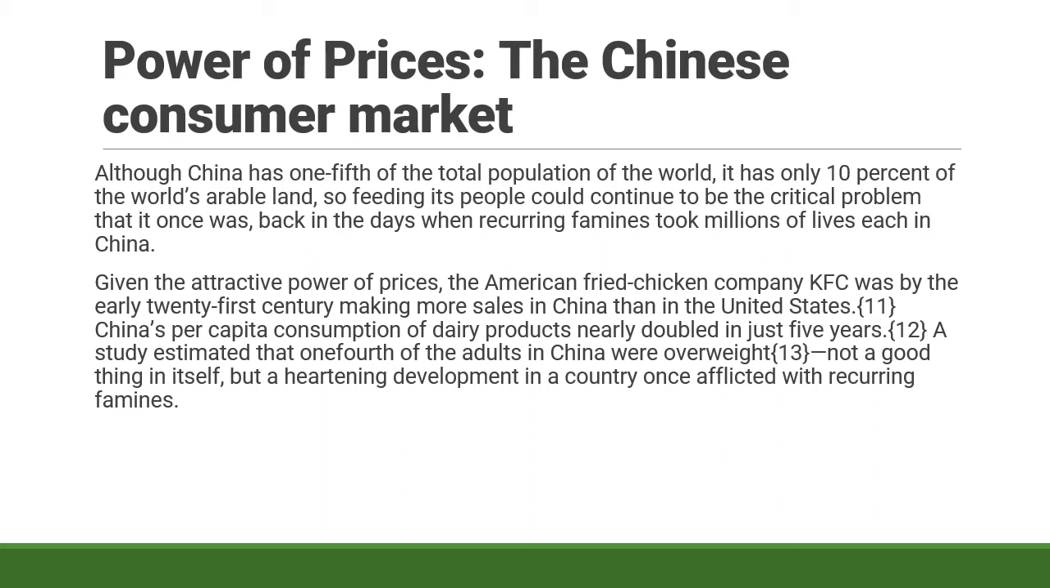By the early 21st century, they were making more sales in China than in the United States, right? So China's per capita consumption of dairy products nearly doubled in just 5 years, and recent data shows that 1/4 of adults in China are overweight, right? It's not necessarily the best statistic to start off of, but that's an important indicator. It's essentially saying that food now is more accessible in China within a market economy than it would have been a few years back when they had a closed economy driven by a centralized planning system.